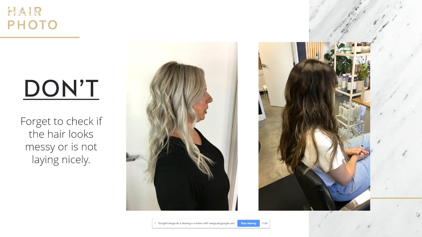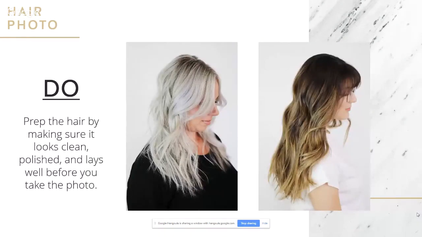So do prep the hair by making sure it looks clean, polished, and lays well before you take a photo. Now, both of these clients have contrasting colors on their shirts to their hair. So you guys can see with the blonde hair, she's got a black shirt. So this photo could look really bad if it was laying messy. So we want to make sure that it's laying really clean and polished. Same thing with the other one. Her dark hair against her white shirt could really stand out in a bad way if it wasn't laying nicely. So prep the hair by making sure it looks clean and polished.